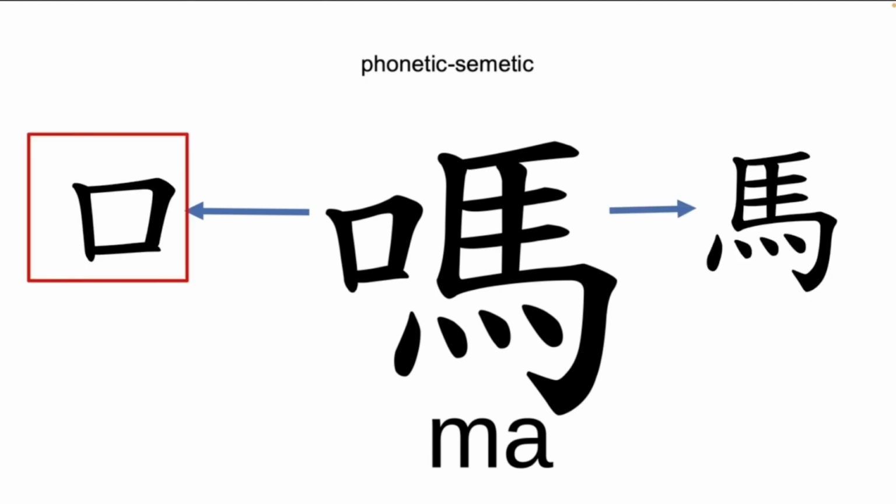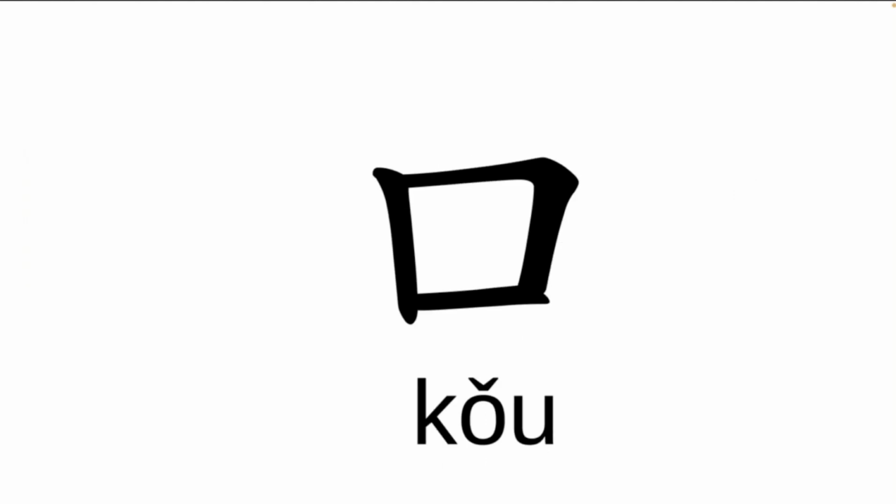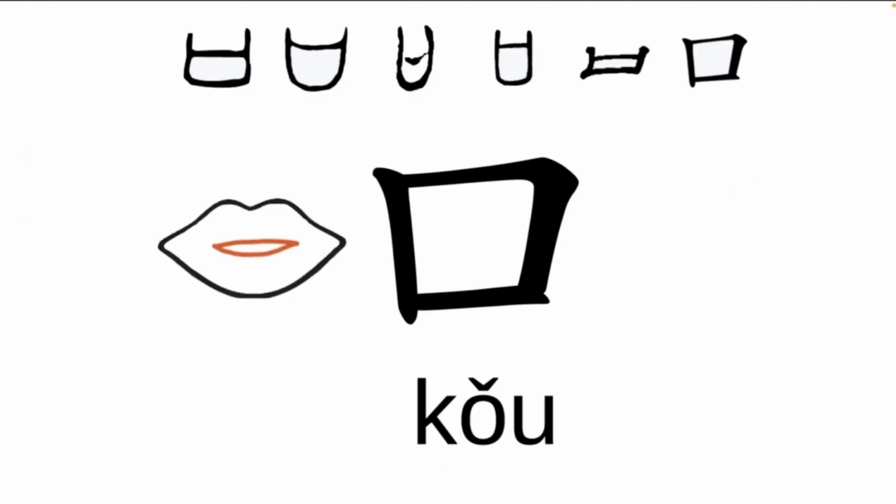Let's first introduce the character kou. It is a pictographic representation of a mouth and is associated with the sound kou.